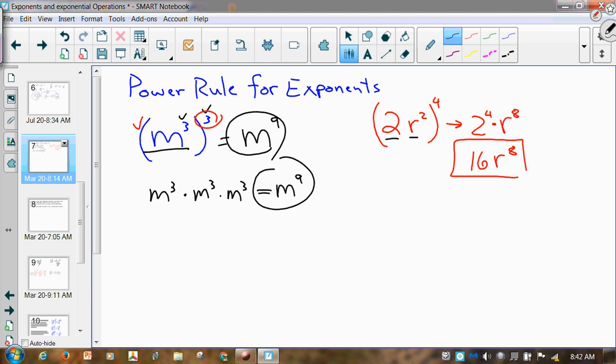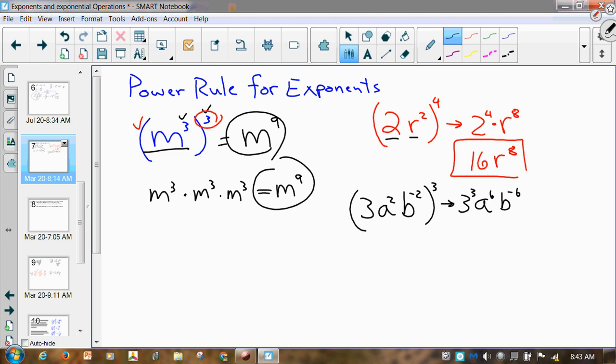Now, let's do one more. Let's do like if we had 3 different things in there. Let's suppose we had 3 a squared b to the minus 2, all raised to the 3rd power. Okay? Okay, so what do we have? We have 3 cubed, a to the 6, and b to the minus 2 times 3, b to the minus 6.